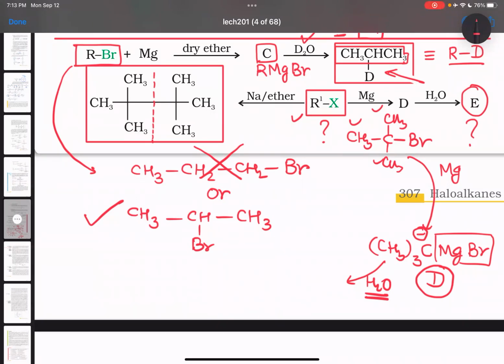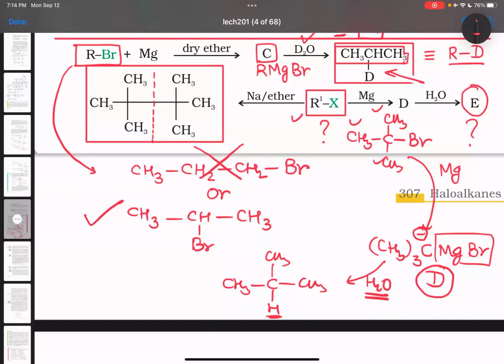Sir, it will be CH3 whole 3 CH, right? Yeah, CH3 whole thrice CH, correct. CH3, CH3, CH3, and wherever the magnesium was there, there I put H. The H is given by the water. Okay, so this is the alkane having 4 carbon atoms. The common name is isobutane.